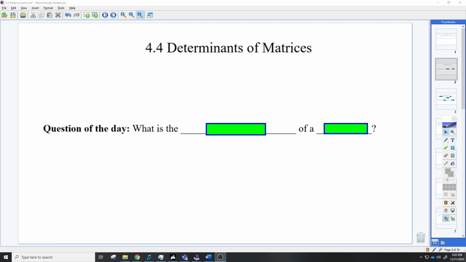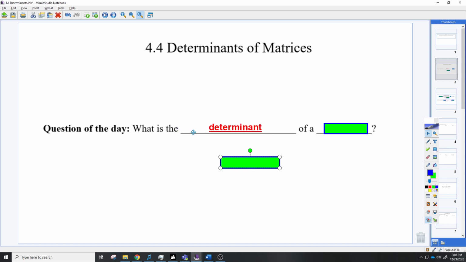So this will be the last section we do on matrices. It's 4.4. We're slowly still working in the very basics of what matrices are and how they work. There's actually an entire class that you can take on matrices called linear algebra, but nothing that we offer in high school. But this will be the last little piece that we're going to add to matrices, and it's called determinants. So what is a determinant of a matrix?